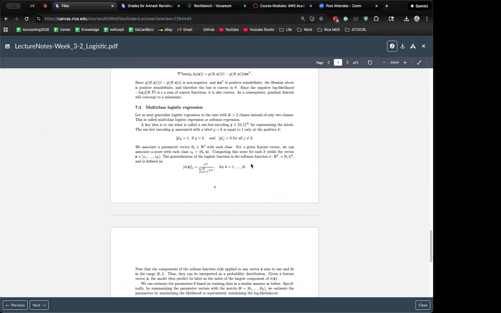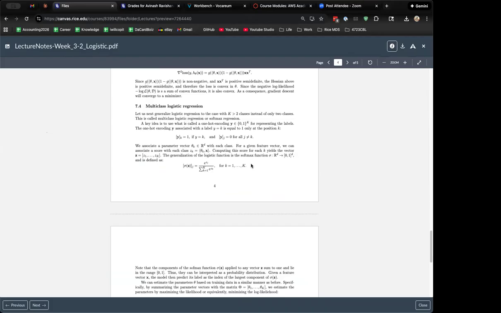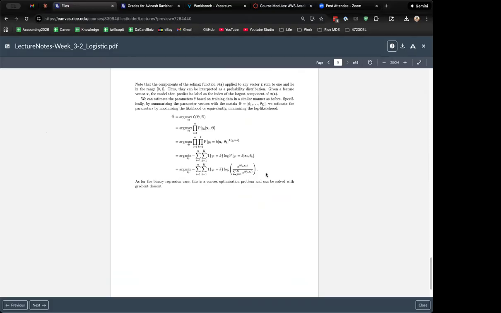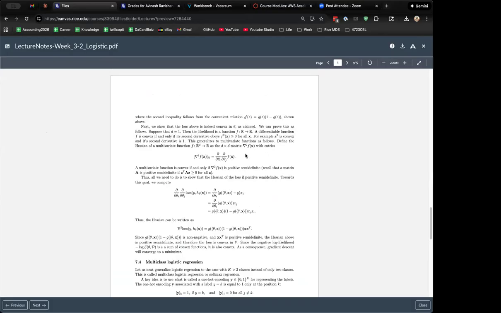And then there is a multi-class part. This is the more tricky part. We'll spend more time on it. This is called softmax. These are very important. The nice thing is the convex optimization theory can be applied here. That's what I'm seeing too. Okay, cool.